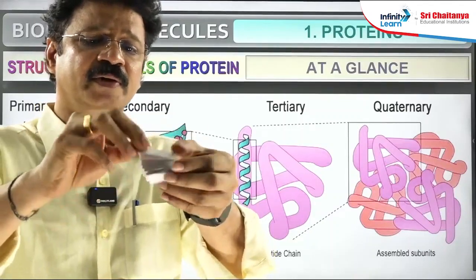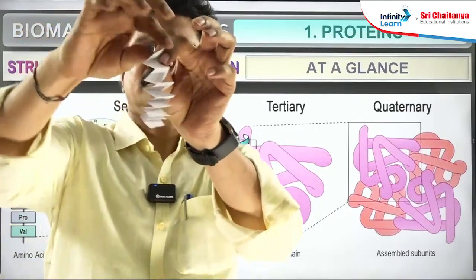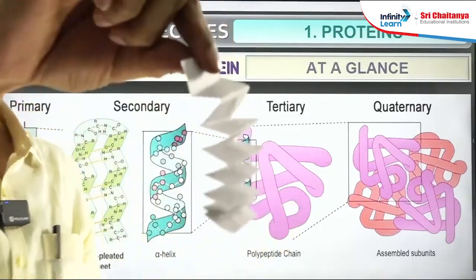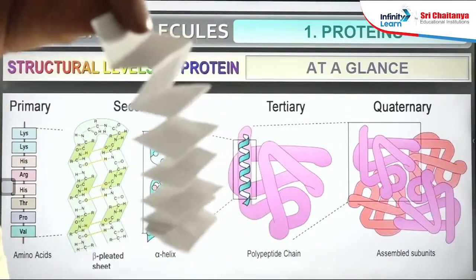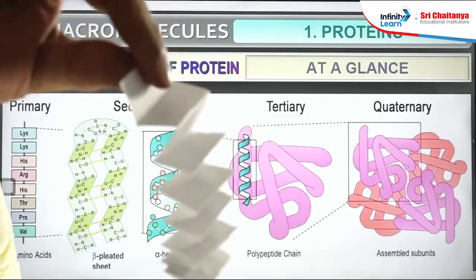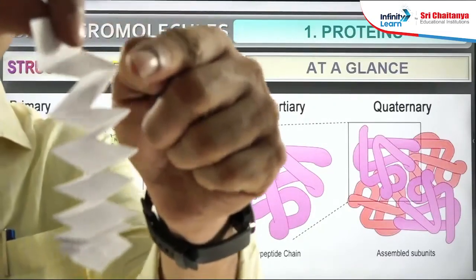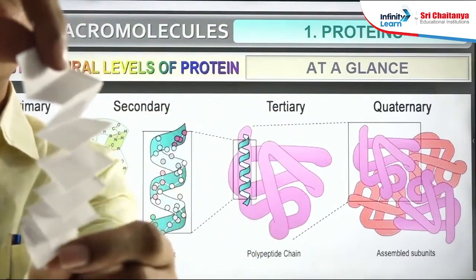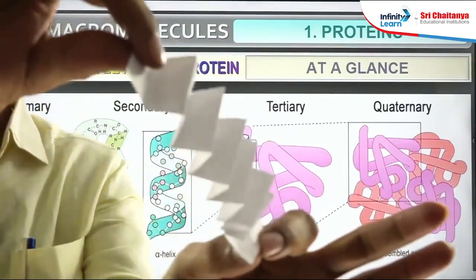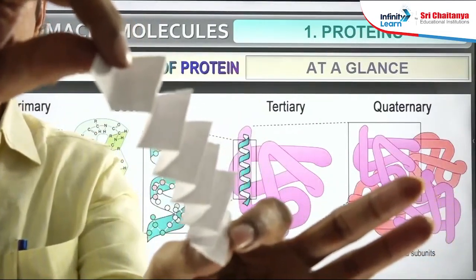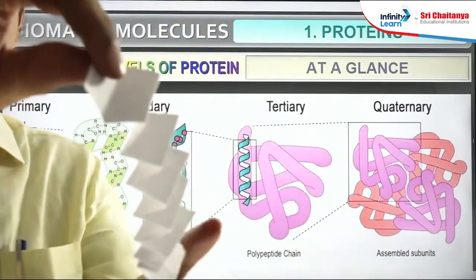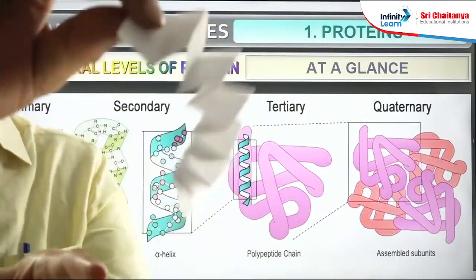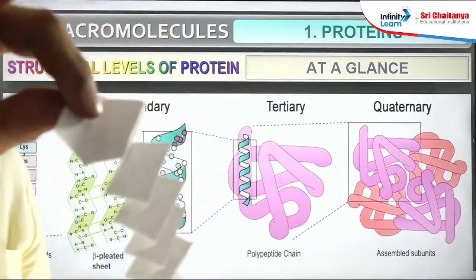Now it is a beta pleated form. Observe here, beta pleated: ridge, furrow, ridge, furrow. Instead of alpha helical, beta pleated is another form of the secondary protein. So the primary form should be turned into either the helical form or this beta pleated form.